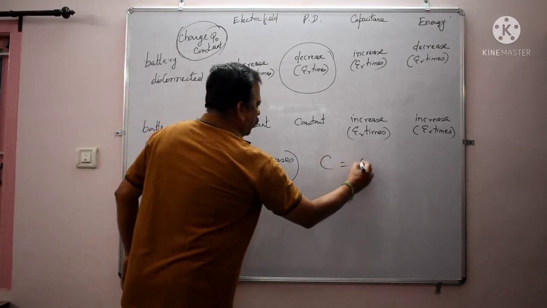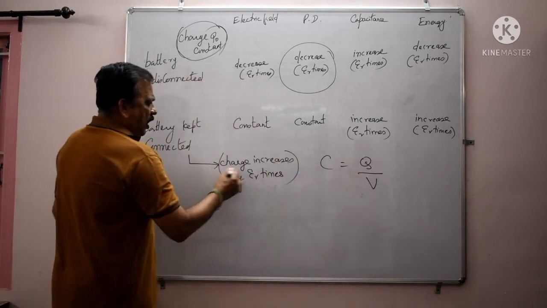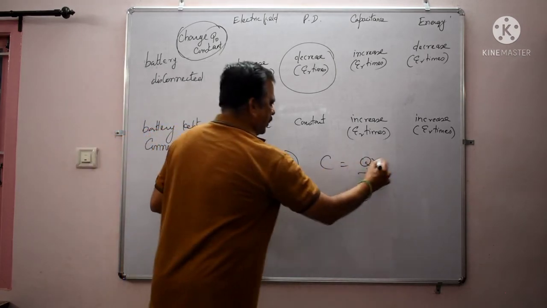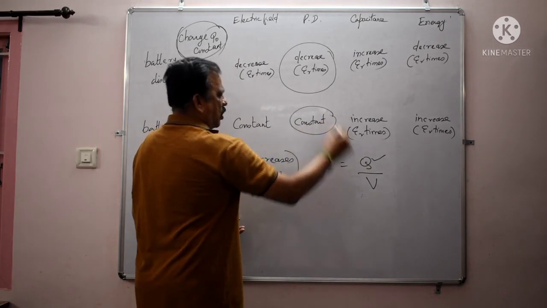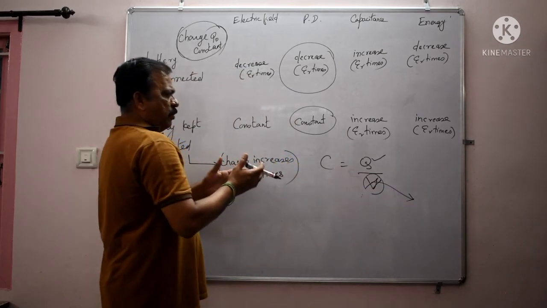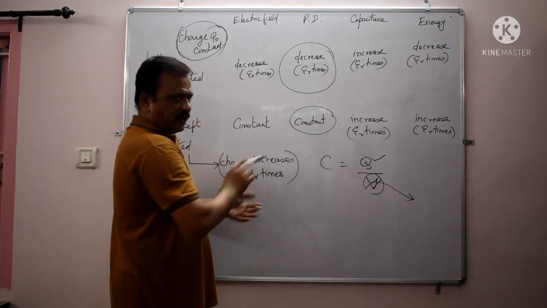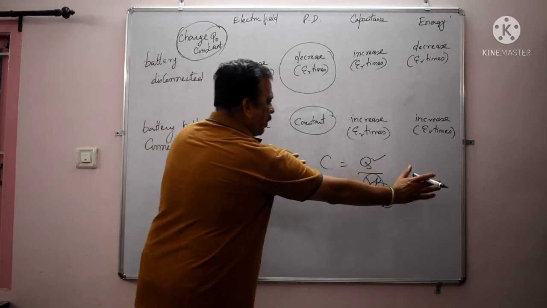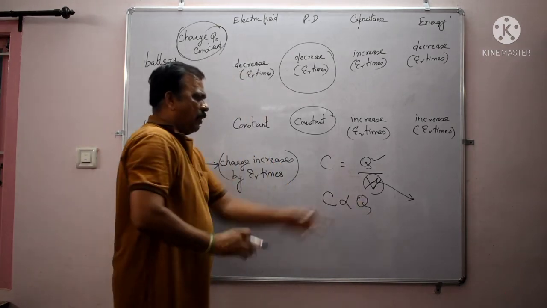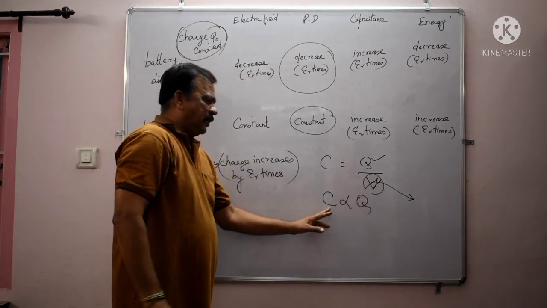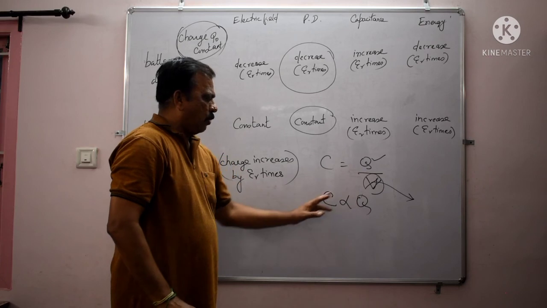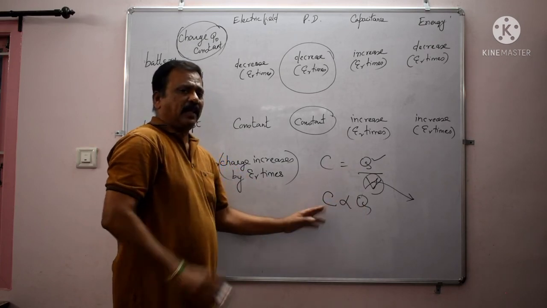Whereas in the second case, C is equal to Q by V. The charge on the capacitor plates increases. How many times doesn't matter, the charge increases. Whereas the potential difference remains constant. So V is constant. Let me remove the constant from this expression. Whenever we introduce a constant, the proportional sign changes to an equal sign, and whenever we remove the constant from an equation, the equal sign changes to a proportional sign. So we can see when the potential difference remains constant, the capacitance is directly proportional to the charge the capacitor plate stores. More the charge, more will be the capacitance; lesser the charge, lesser will be the capacitance.